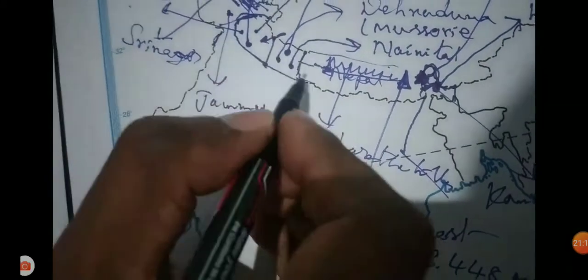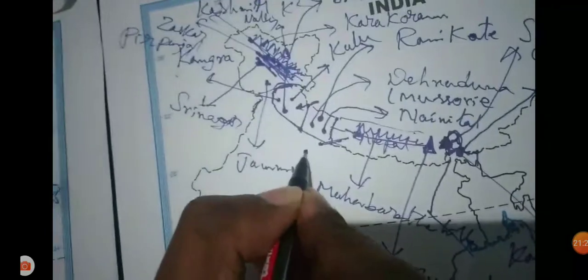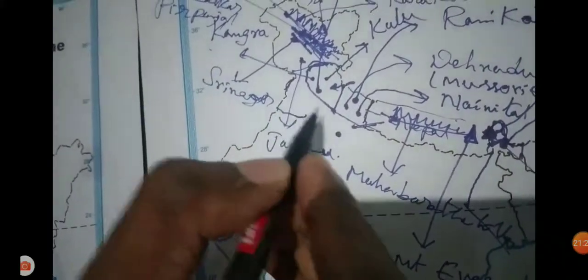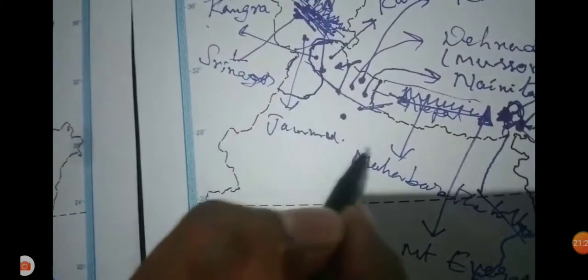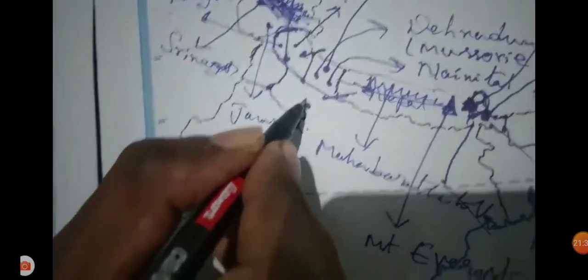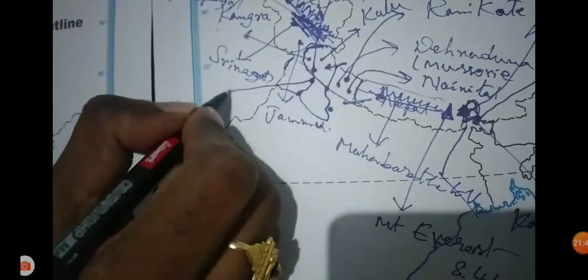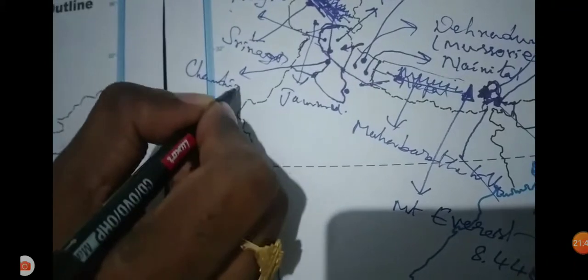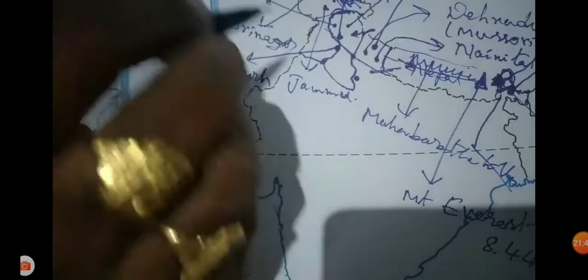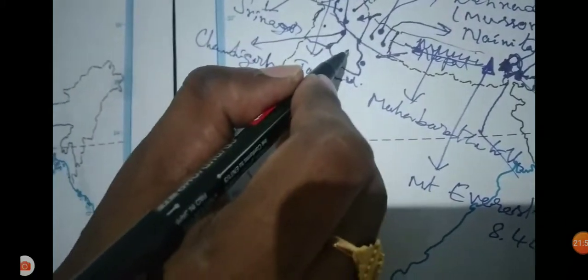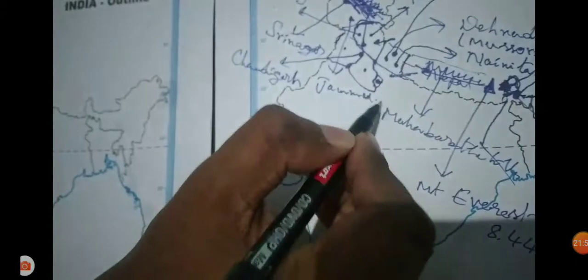Now we come down to identify some locations. We have already identified New Delhi, exactly in the middle of our country. Now we are identifying Punjab and Haryana. This part is Punjab, with Haryana as its extension. Chandigarh is the capital of both Punjab and Haryana. This one is Punjab, this one is Haryana, and this is New Delhi.